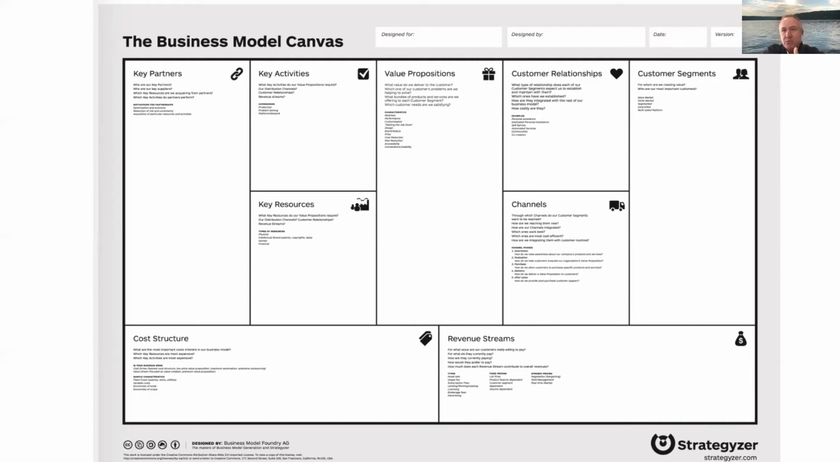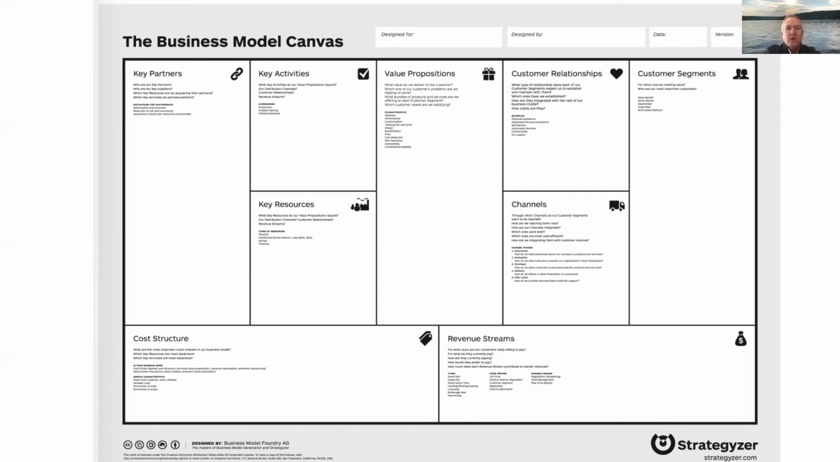But it is much more than just checking the box that, yes, I've thought about channels. Yes, I've thought about key activities. Yeah, maybe I don't have a partner, or maybe I do. That, if that's all you use it for, that's probably useful. But it's 1/10 of the full value that you can get out of this if you use it in the way that I'm going to show you today.